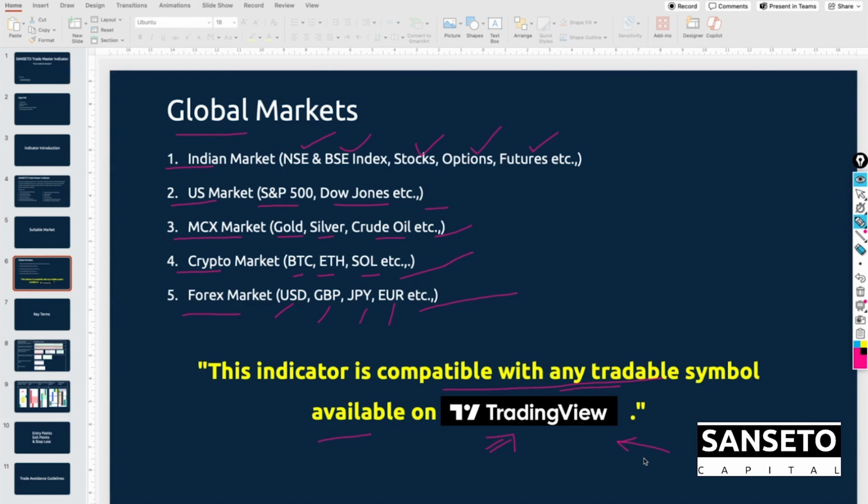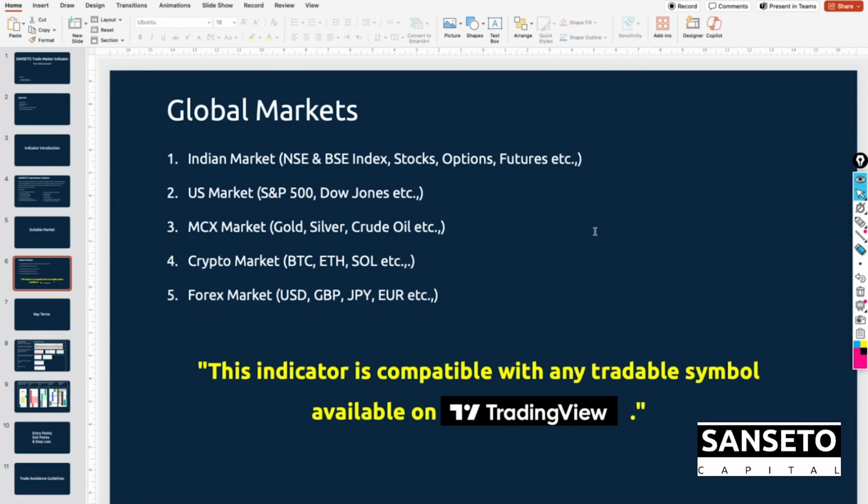If you are able to see your tradable stock, Bitcoin, or a foreign currency pair, whatever it is, if it is available in TradingView, you can use our indicator. Irrespective of the market, our indicator works because according to our concept, be it any market, there will be only two common things, buyers and sellers.